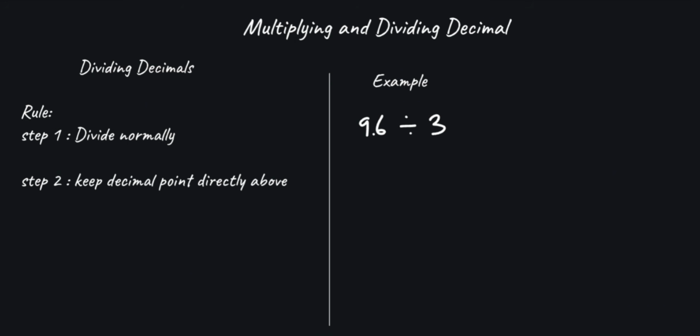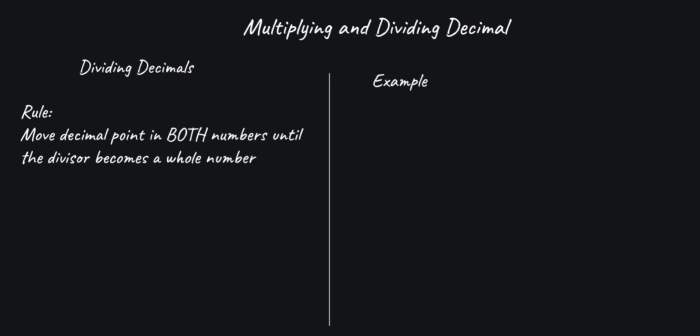Now the question is 9.6 divided by 3. We will do the exact same thing. Keep the decimal point above. 3 into 9 is 3. 3 into 6 is 2. And the decimal point is in between them. And that is your answer.